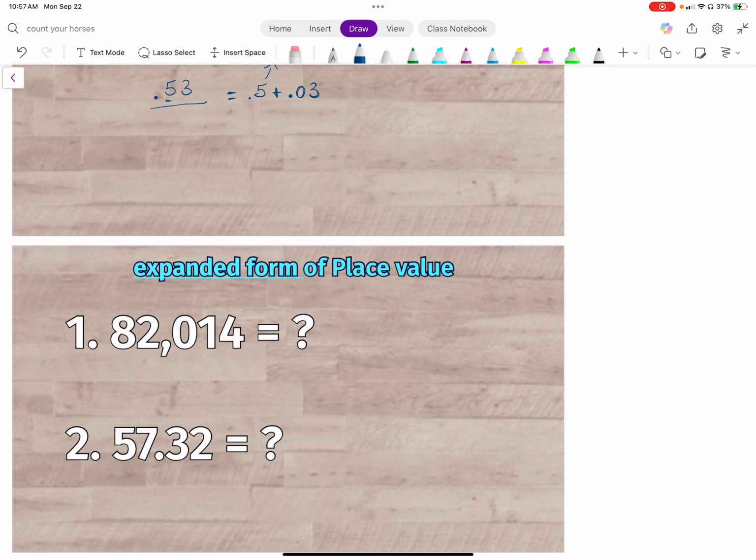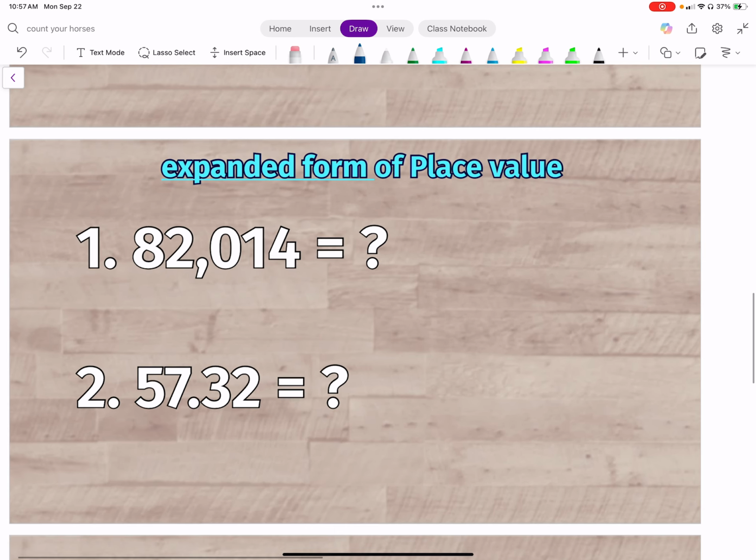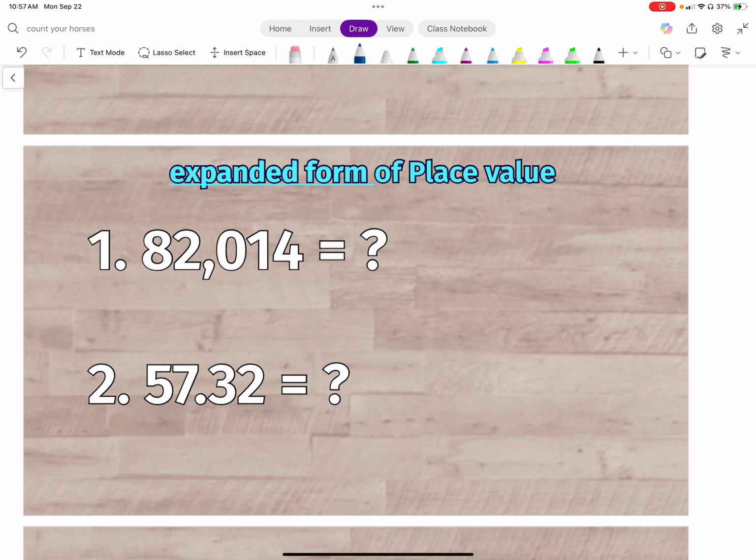Let's look at just a couple more examples. Go ahead and pause the video and try these on your own. So now let's see if we match on our answers.